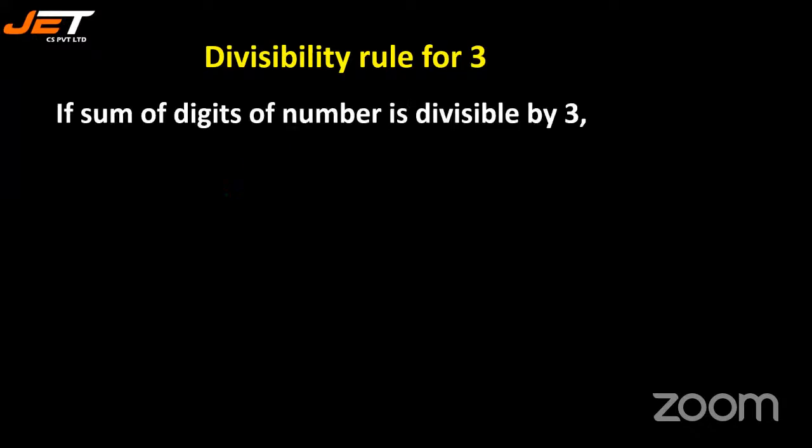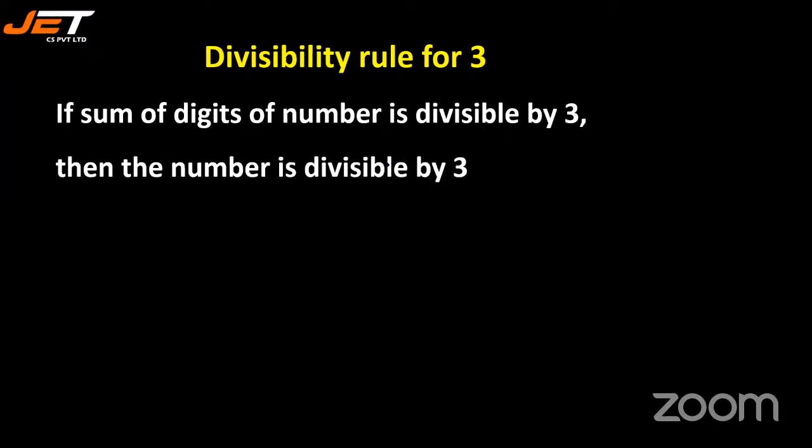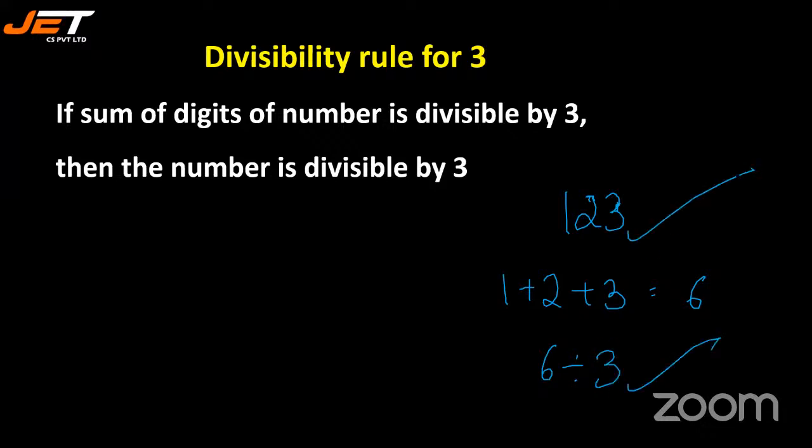Divisibility rule of 3 says that you have to do the sum of the digits. Whatever the number is, you have to do the sum of the digits. And if that is divisible by 3, the entire number is divisible by 3. I gave you the example of 123. If I need to check whether that number is divisible by 3 or not, you will do 1 plus 2 plus 3, which is 6. 6 is divisible by 3. That means 123 is also divisible by 3.